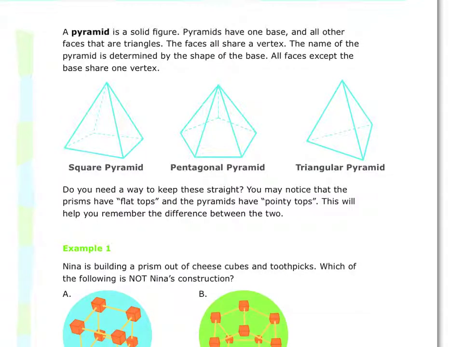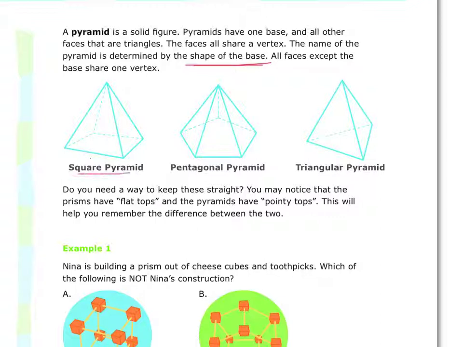All right, so just to confirm, a pyramid is a solid figure. It's a 3D shape. It has one base, that would be the bottom shape, and all other faces are triangles. All faces share one vertex. They all meet at the top. And the name of the pyramid is determined by the shape of the base. So the shape of the base is very important.